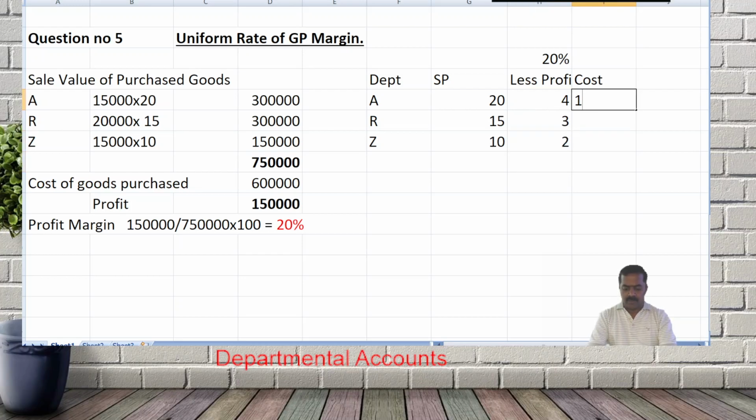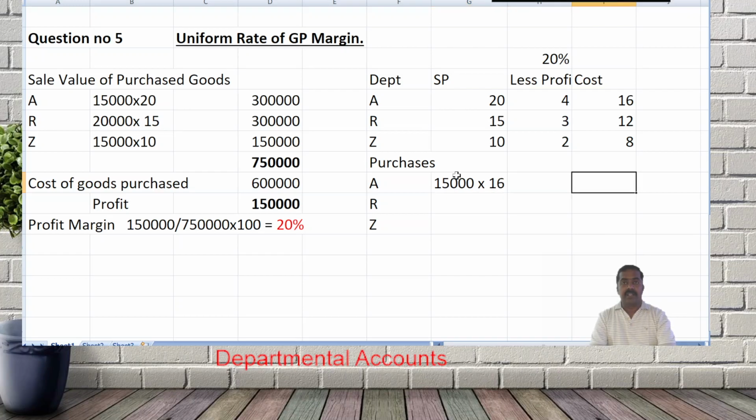Less profit, cost over. What is the cost? 16, 12 and what? 8. We can verify your answer also. Purchases we can verify. How many units purchased? 15,000 units into cost. Now we worked out how much? 16. 15,000 into 16, how much you get?